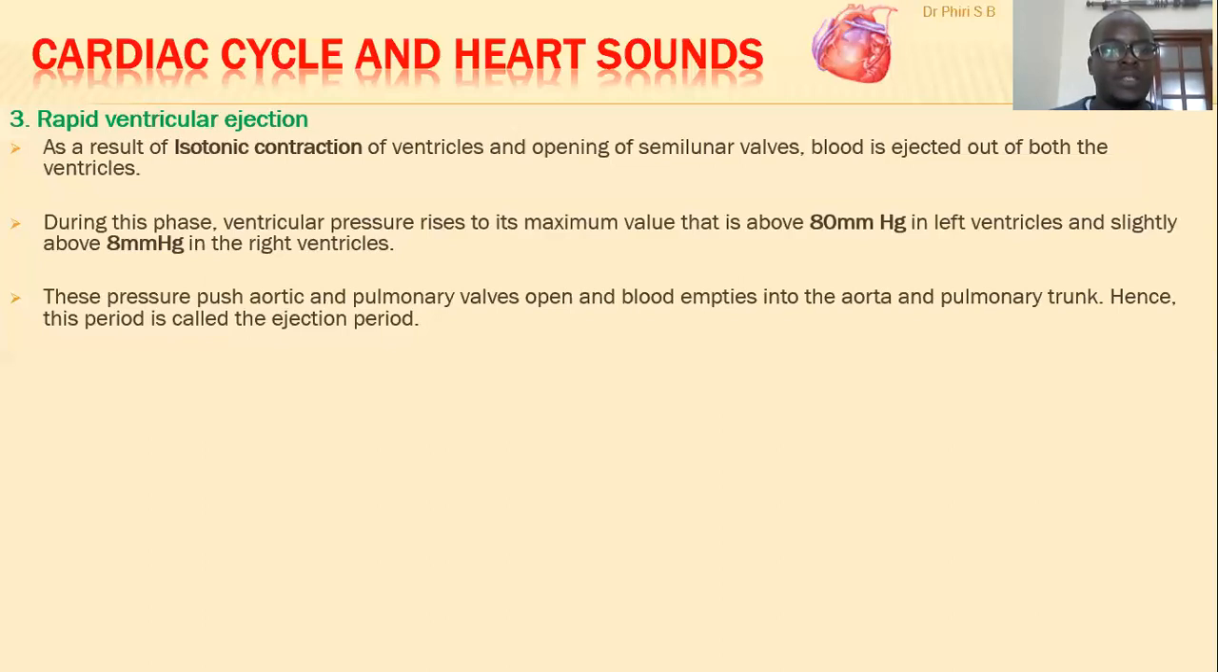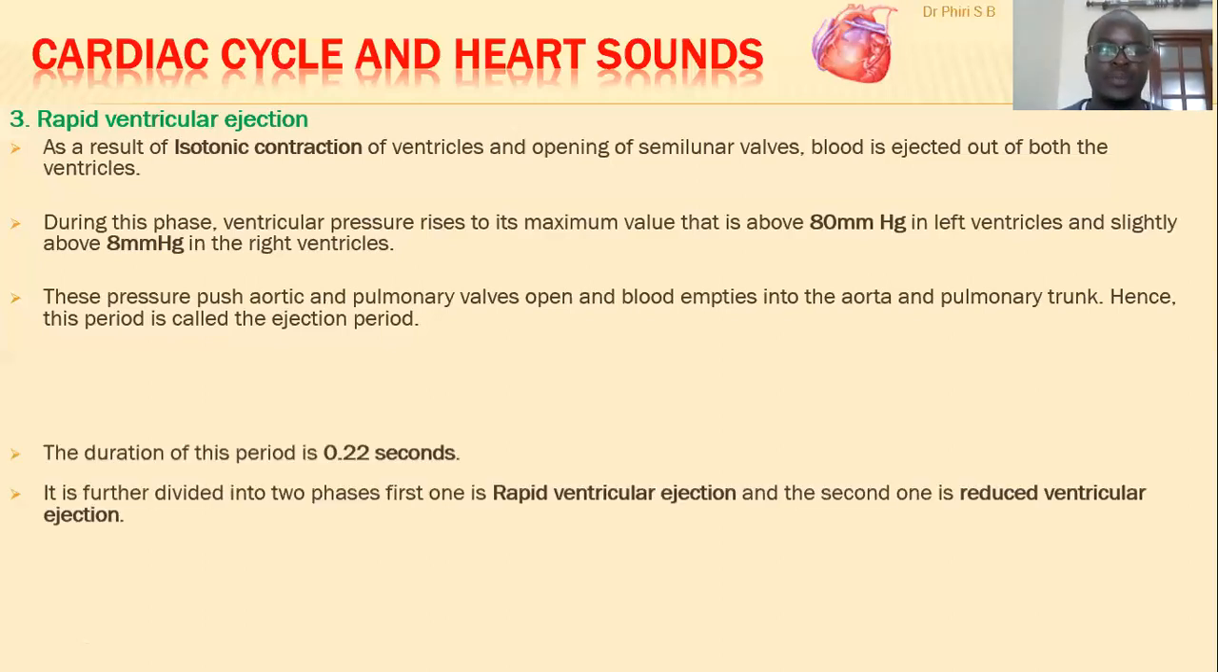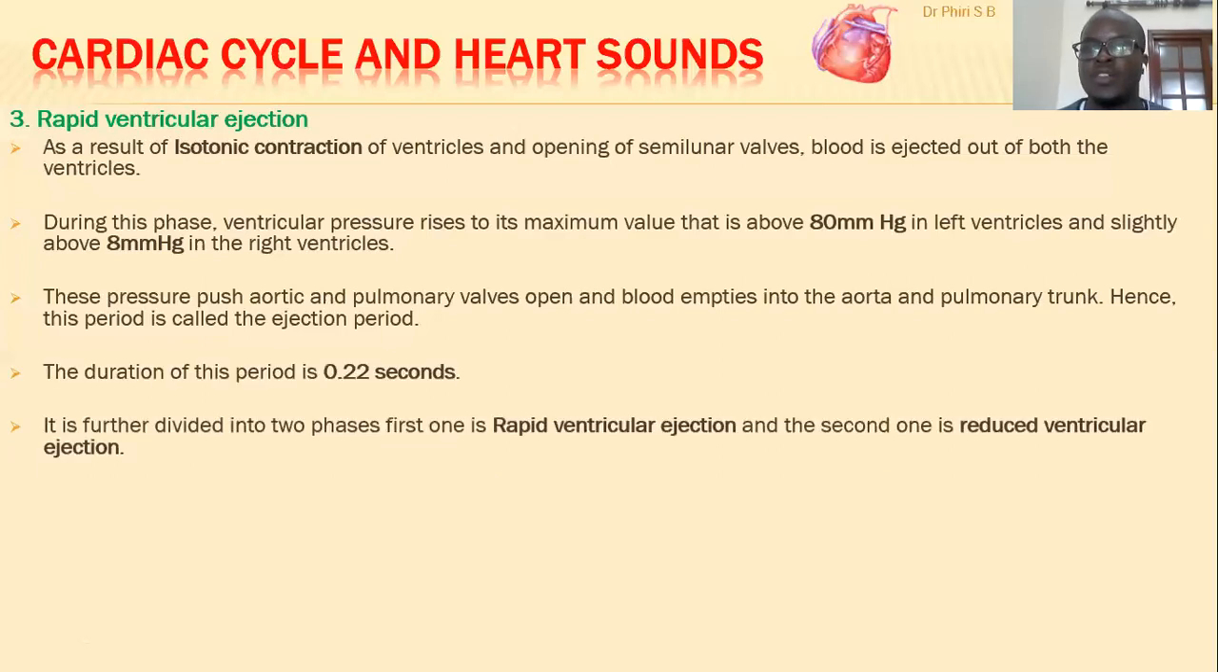So this pressure pushes the aortic and pulmonary valves open, and blood empties into the aorta and the pulmonary trunk. Hence, this period is referred to as the ejection period, because blood now is ejected into the aorta and the pulmonary trunk. The duration is about 0.22 seconds.